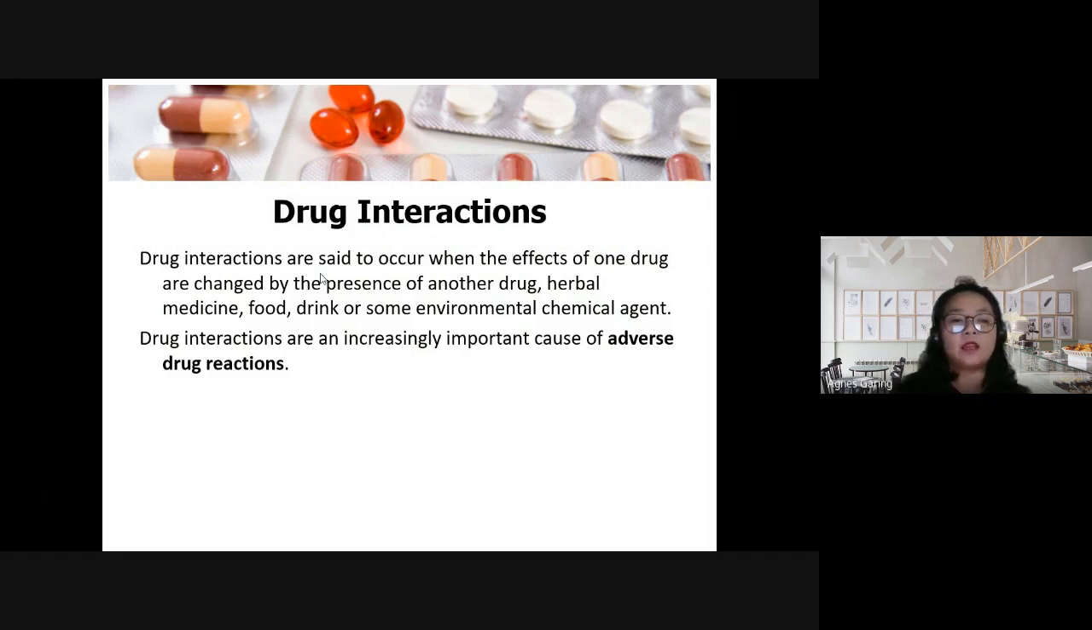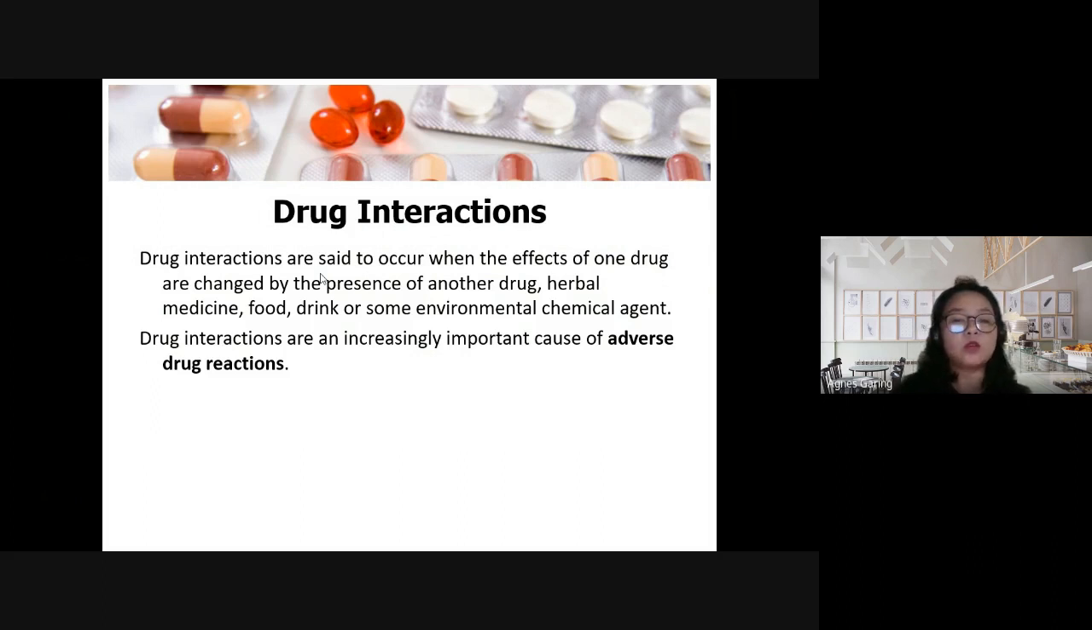And then for pharmacokinetic naman, there might be an increase or decrease in the absorption, distribution, metabolism, and excretion of the drug. So if there is any change in the presence of another drug, that means there is a drug interaction. So remember, class, drug interactions do not just happen in drug to drug.